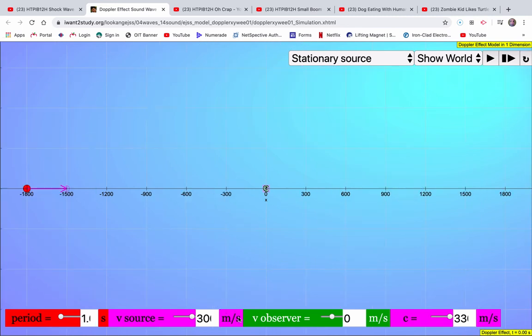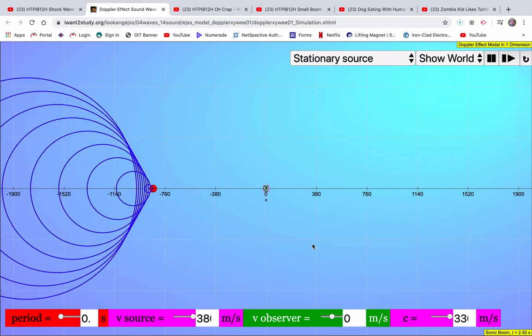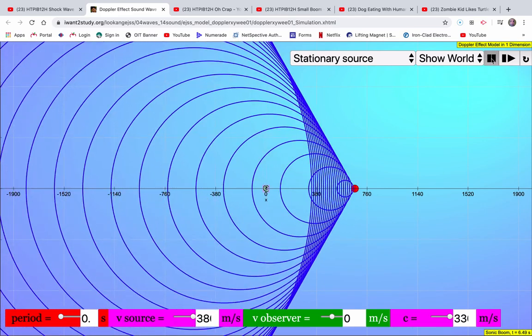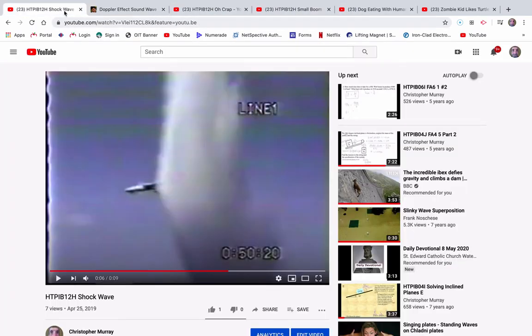In fact, we can make it look even more like that. Here, let's reset it. 400 is a little too fast. Let's try 380. And let's make this every 0.3 seconds. There you go. That kind of looks like it. Like they're just barely faster than the speed of sound. Look at that. And look at that. Pretty similar, huh? Just going a different direction.